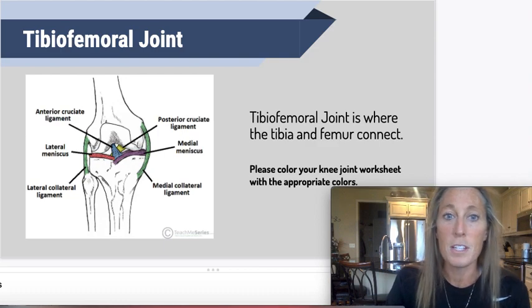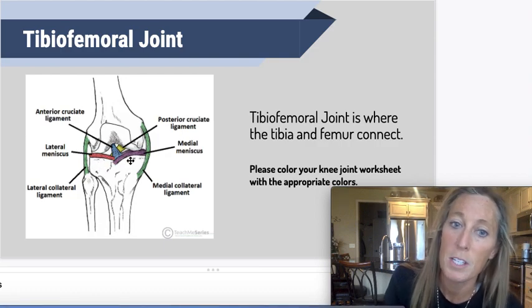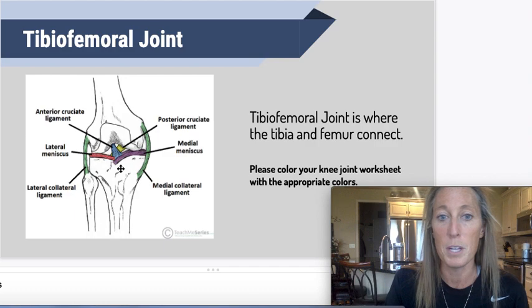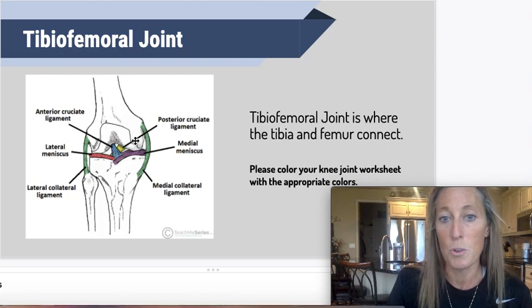One part of the joint is the tibiofemoral joint. The tibia is here, where the tibia and the tibial plateau, right here where you can see the red and purple menisci sitting on top of the tibial plateau. And then we have the femur here. We have medial and lateral condyles of the femur. This is the tibiofemoral joint.